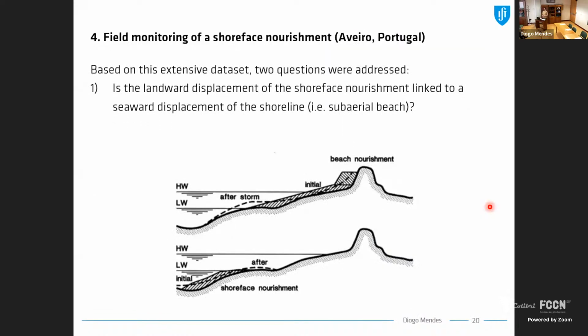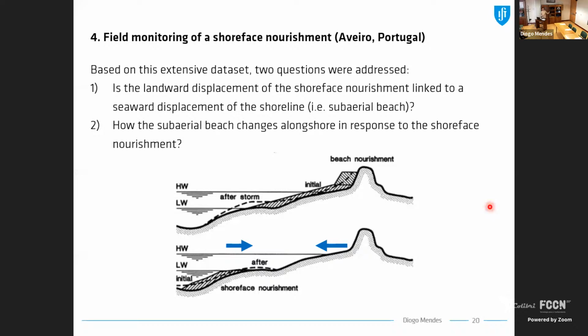So, based on this extensive data set, 2 questions were addressed. The first one is the landward displacement of the shore face nourishment. So if the shore face nourishment goes towards the beach, the dry beach, is this linked to a seaward displacement of the shoreline? So does the shoreline go towards the sea at the same rate or at the same distance? So this was the first question.